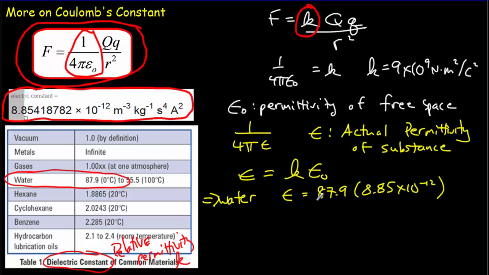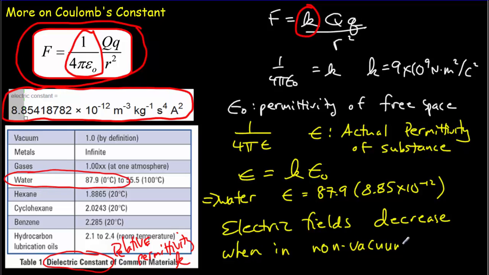What that number really means is that the electric fields, the electric forces, are going to decrease by a factor of 87.9 as compared to a vacuum. So in any substance other than a vacuum, that electric field is going to decrease. That's fairly easy to understand too.